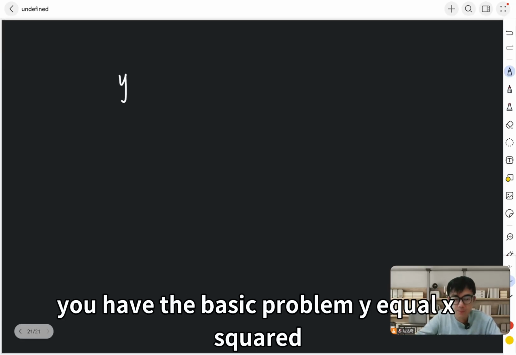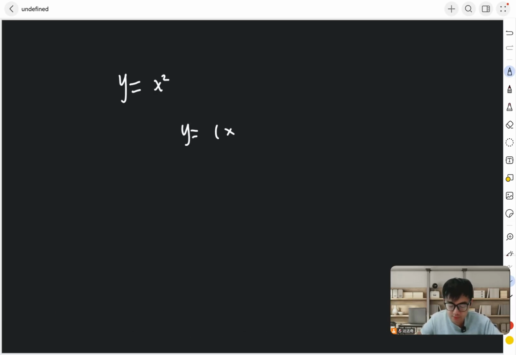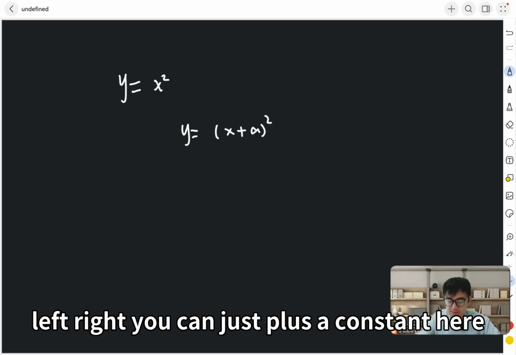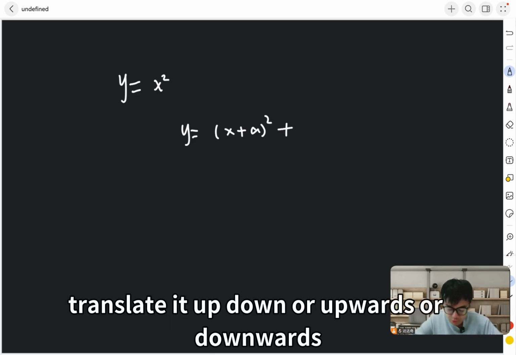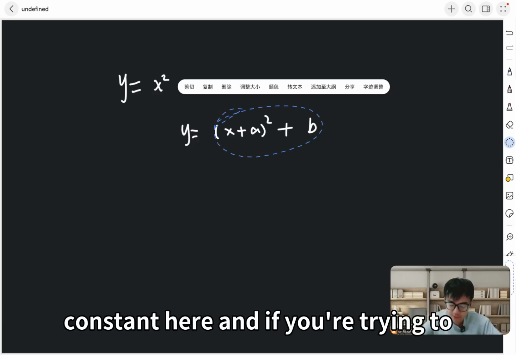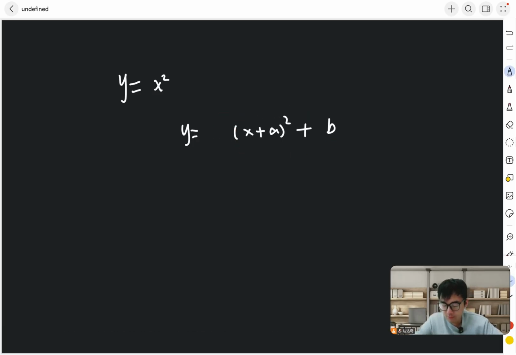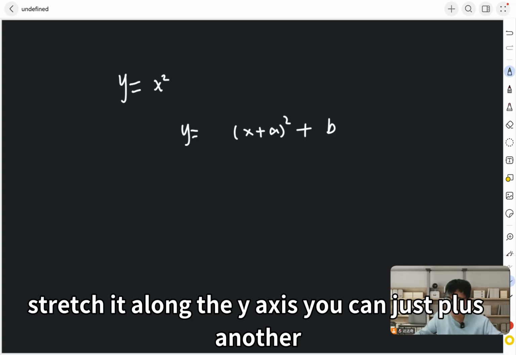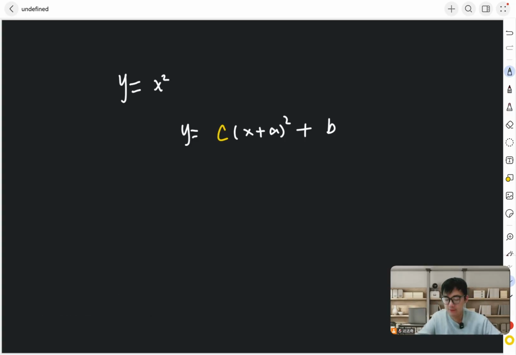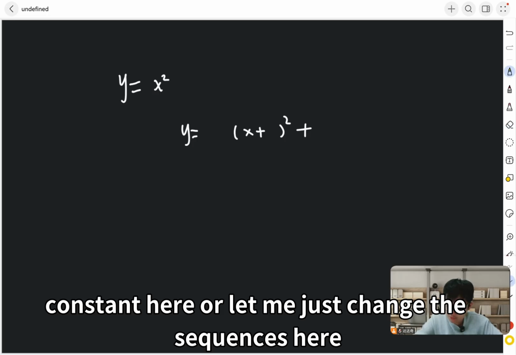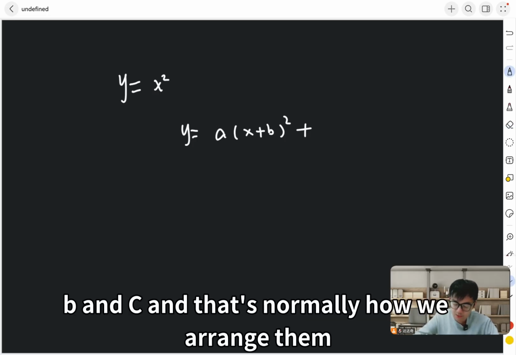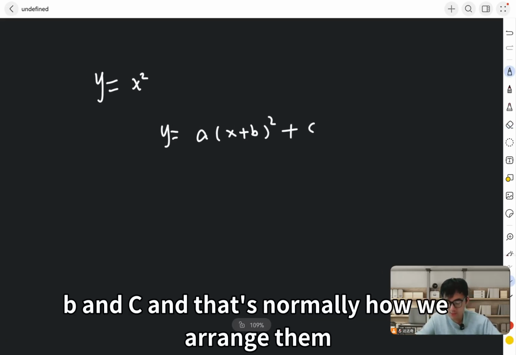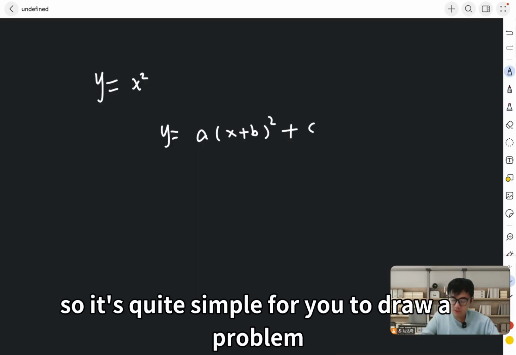You have the basic parabola, y equals x squared, and if you want to shift it left or right, you can just add a constant here. And if you want to translate it upwards or downwards, you can just add another constant here. And if you're trying to stretch it along the y-axis, you can just multiply by another constant here. Or let me just change the sequence here. So it's A, B, and C, and that's normally how we arrange them. So it's quite simple for you to draw a parabola.